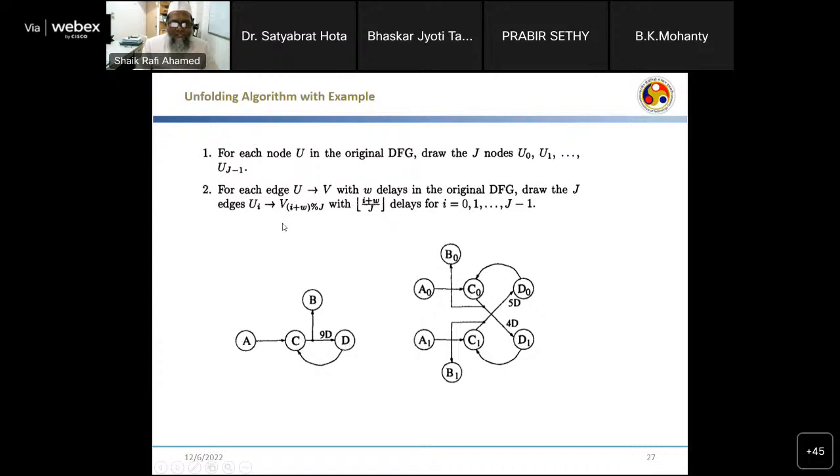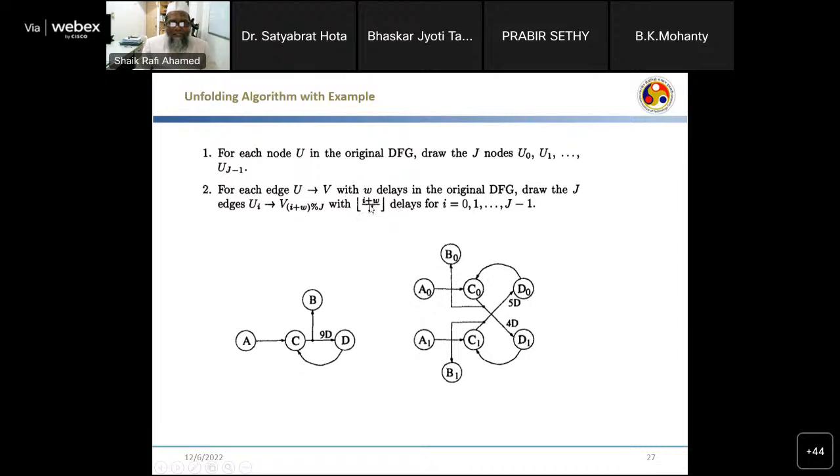And if I consider C0, I is 0. So 0 plus 9 percentage J. J is 2, since this is a two unfolded system. So what does the percentage mean? This is remainder. So 9 plus 0 percentage J, which is 2, is equal to 1. Remainder is 1. So this C0 will go to the V with suffix 1.